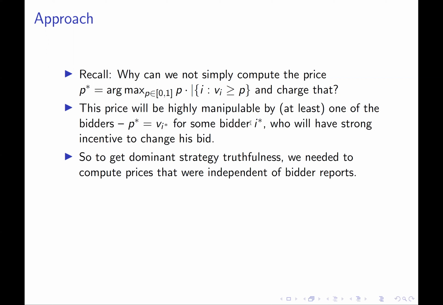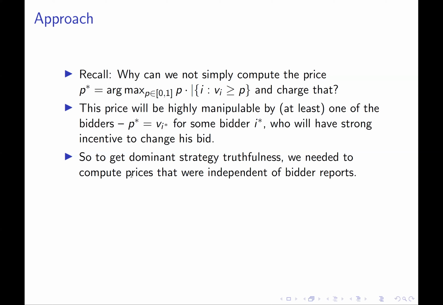And it was this observation that caused us to have to go through all of the contortions that we did designing all of these different kinds of mechanisms, either the random sampling auction or these auctions that handle bidders one at a time. In all of these cases, the way that we were able to get dominant strategy truthfulness was by going through contortions to somehow compute prices to charge bidders that were independent of the bids they reported. This was the whole premise of the random sampling auction, that we would split people into two groups.